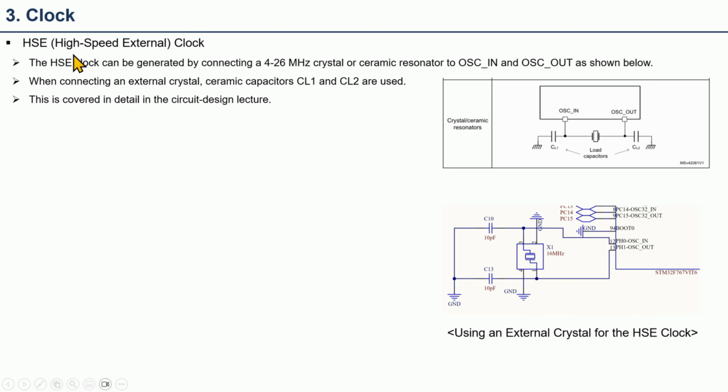First is HSE, the high-speed external clock. HSE is high speed, using an external crystal or clock signal. HSE uses a crystal or ceramic resonator from 4 to 26 MHz, and you need to provide the external circuit. You connect the crystal to the oscillator input and oscillator output pins. The board I'm using has a 16 MHz external crystal.